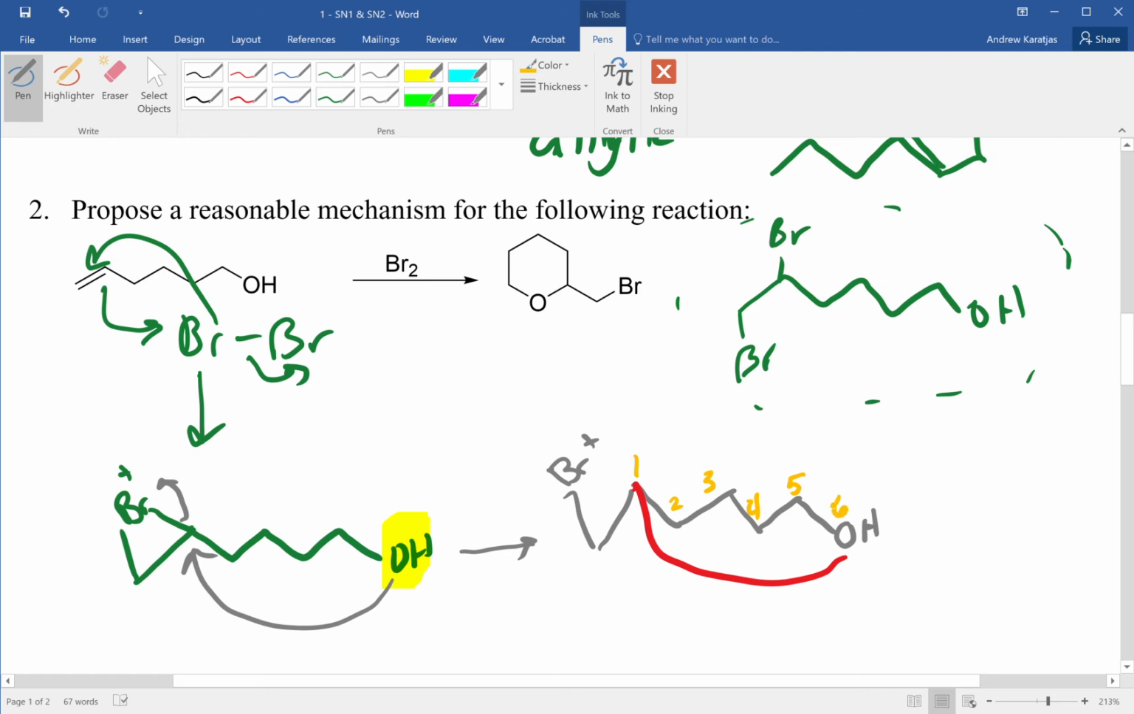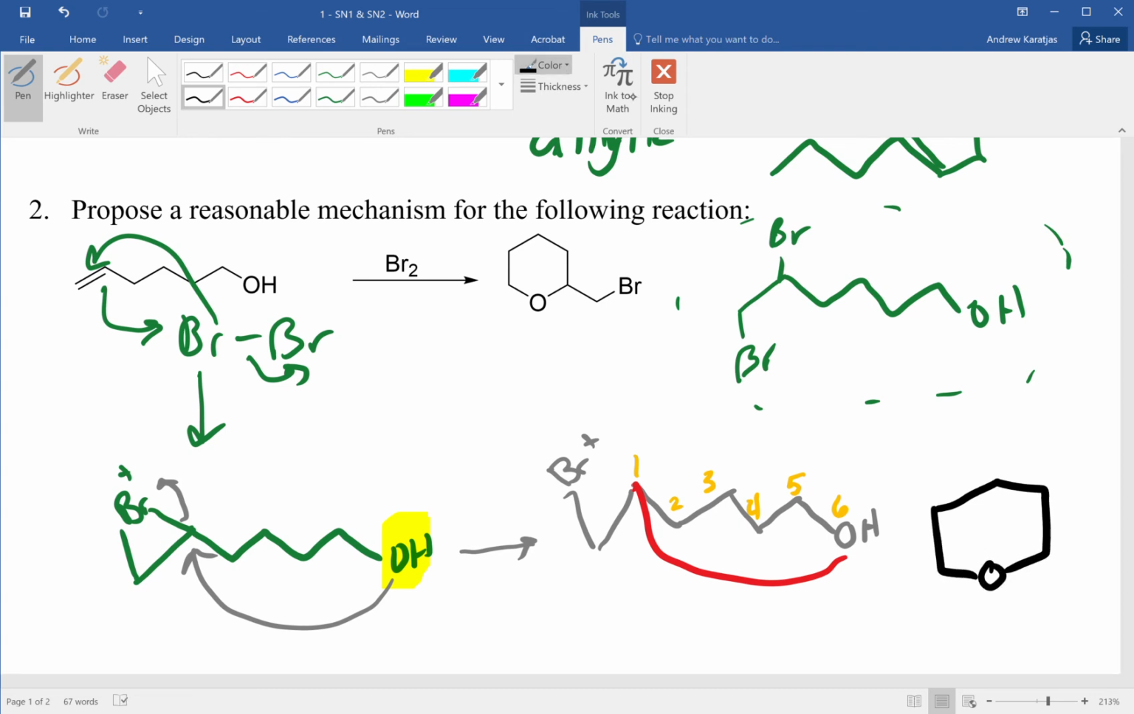These numbers are going to help us for the purposes of mapping. And what you can see is we have a six-membered ring. So now I'm going to draw a six-membered ring in the way that we normally would. And then I'm going to put these numbers back in so that we know what goes where.